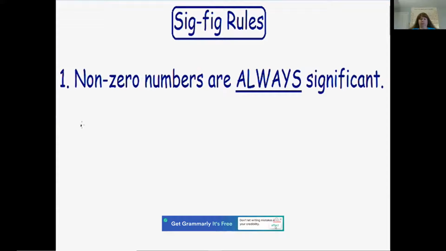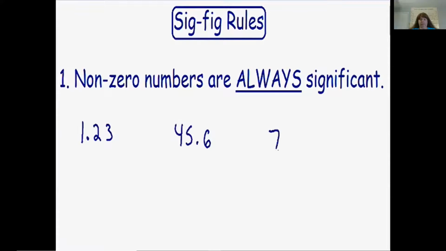Let's say we have the number 1.23. Let's say we have the number 45.6. And let's say we have the number 7,263. So let's start with the number 1.23. All 3 of the digits in this number are non-zero. So we know that non-zero numbers are always significant. So this number has 3 significant figures.